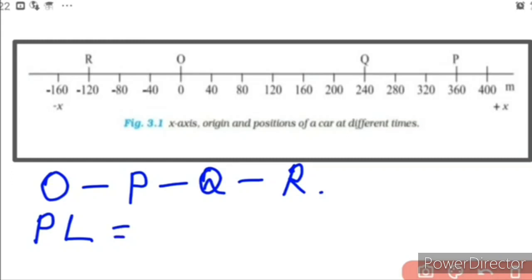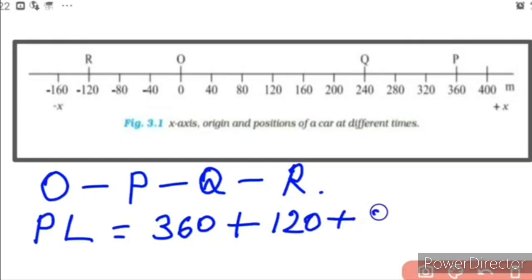So as I said, it goes to P, then from P to Q, then Q to O, and only then does it go to R. Okay, so O to P, what is the distance? O to P, it is 360. Then from P to Q, 120. From Q to O, it is 240. Then from O to R, it is again 120.